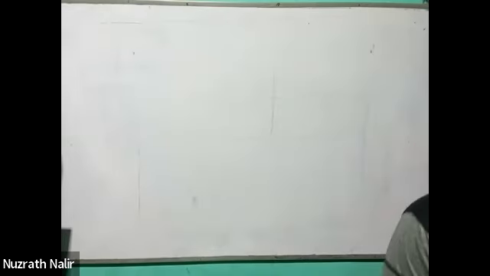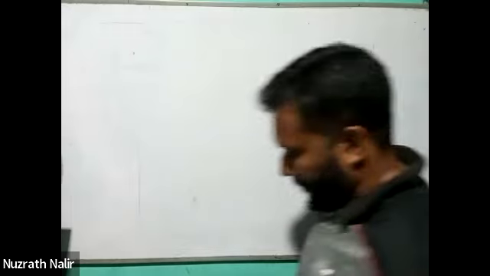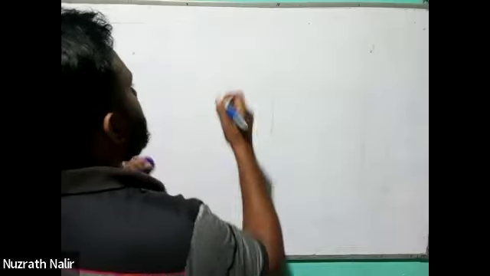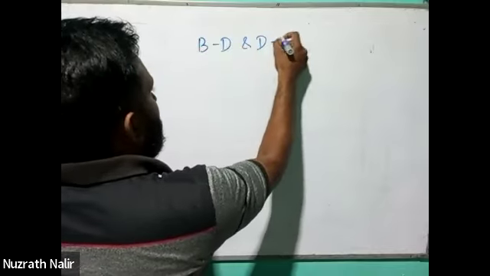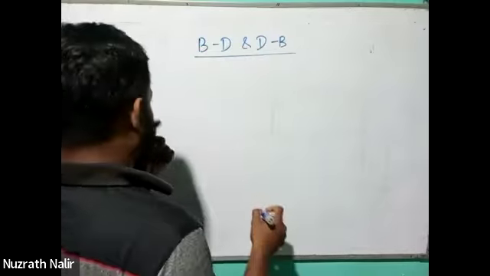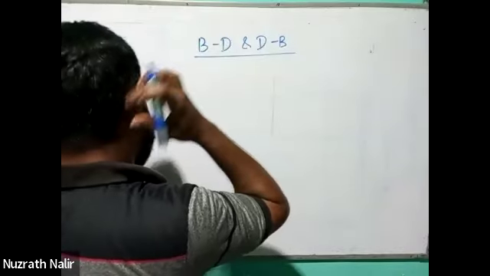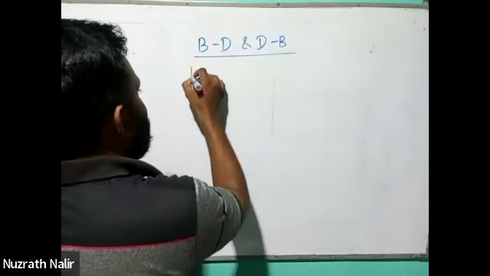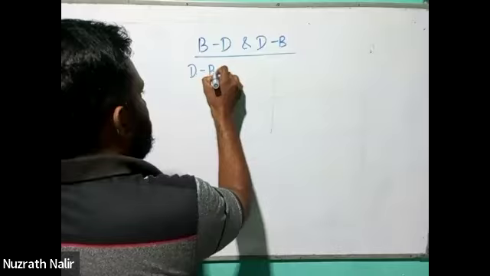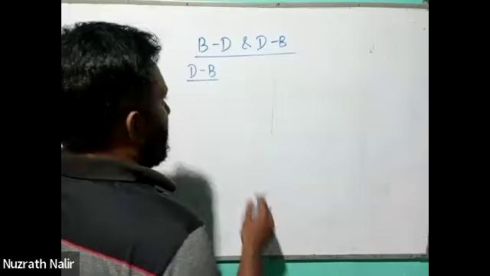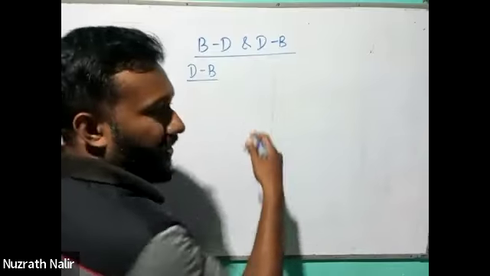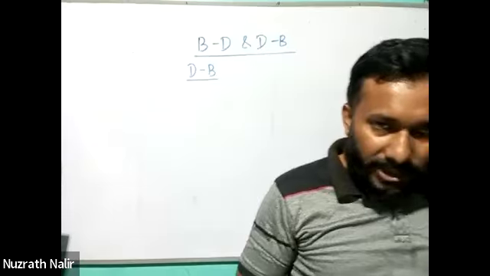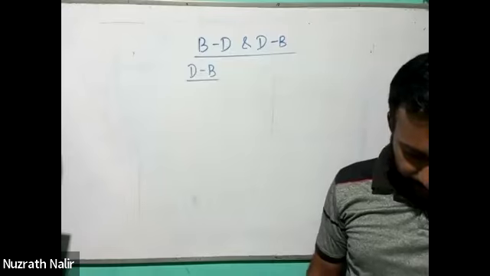Okay, my dear students, the first one is binary to decimal and decimal to binary. First, let's say decimal to binary conversion. In the conversion, there are two types of methods: the addition method and the division method.